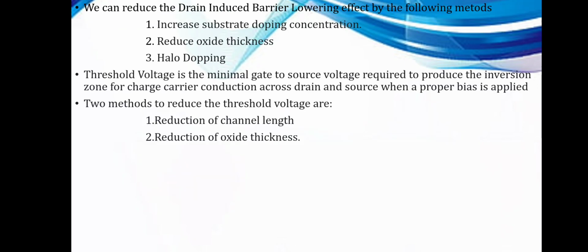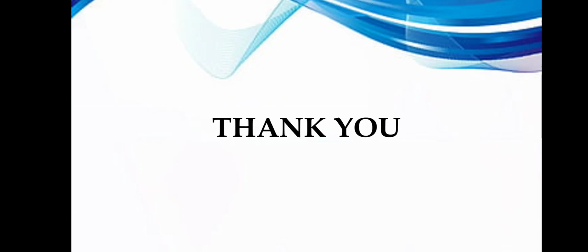In the next slide, we see how to reduce the drain induced barrier lowering. It is reduced by using methods such as increasing the substrate doping concentration, reducing oxide thickness, and so on. Threshold voltage is the minimum gate to source voltage required to produce conduction of charge carriers across the drain and source when a proper bias is applied. There are two methods for the threshold voltage: reduction of the channel length and reduction of the oxide thickness. Thank you.